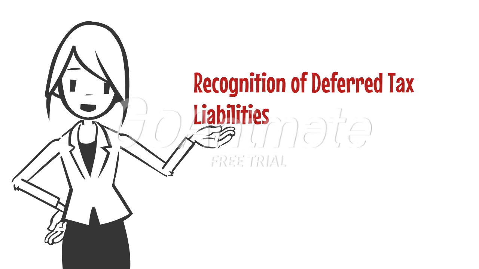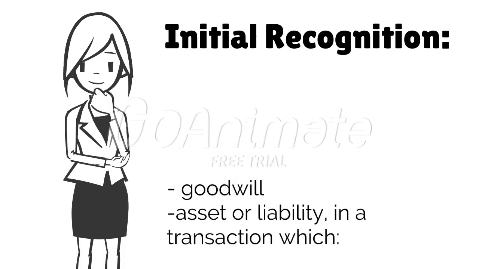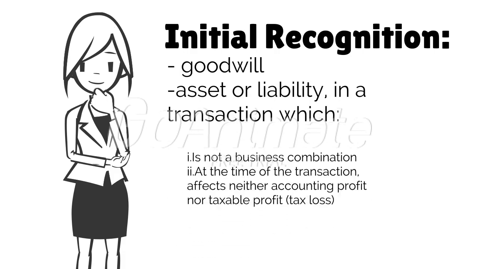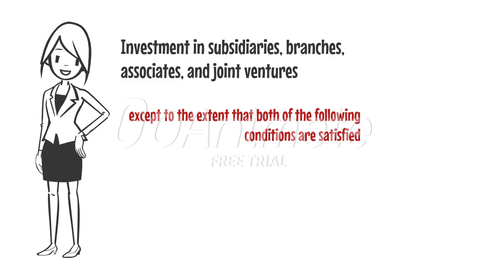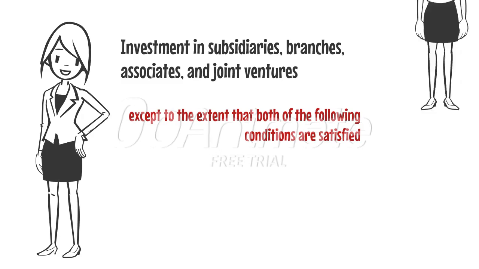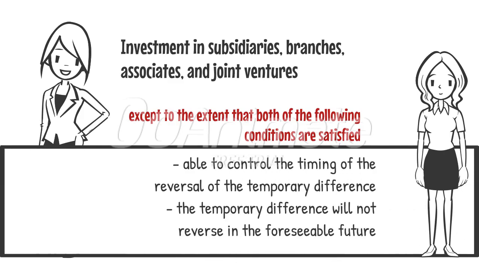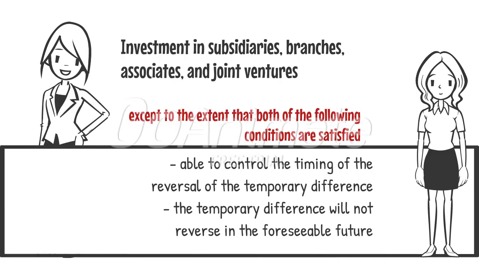Recognition of deferred tax liabilities. Its initial recognition: goodwill, an asset or liability in a transaction which is not a business combination, and at the time of the transaction, affects neither accounting profit nor taxable profit or loss. Investment in subsidiaries, branches, associates, and joint ventures, except to the extent that both of the following conditions are satisfied: the parent, investor, or venturer is able to control the timing of the reversal of the temporary difference, and it is probable that the temporary difference will not reverse in the foreseeable future.